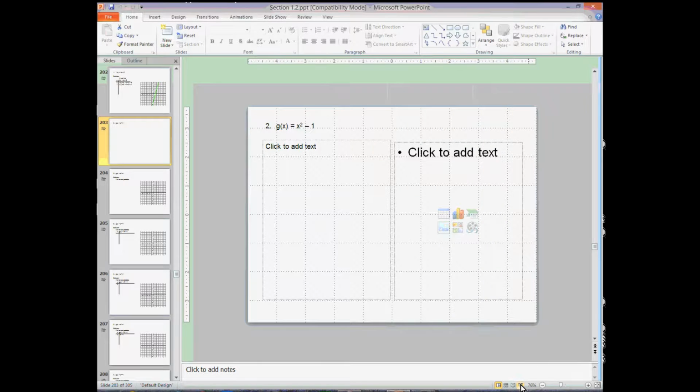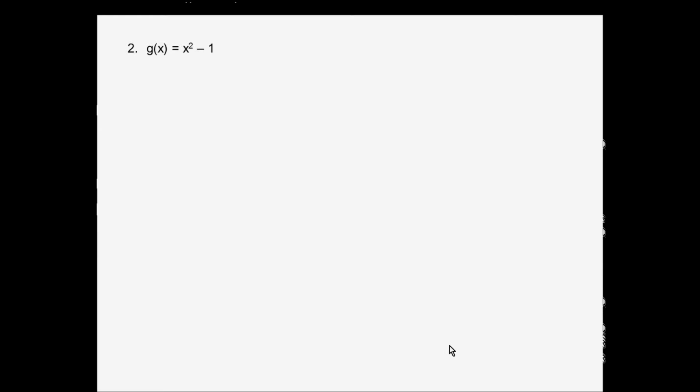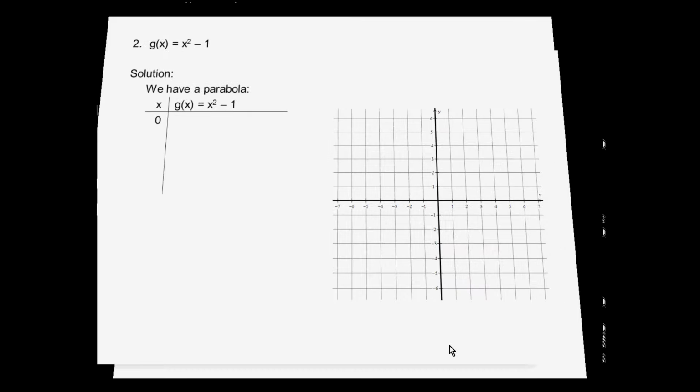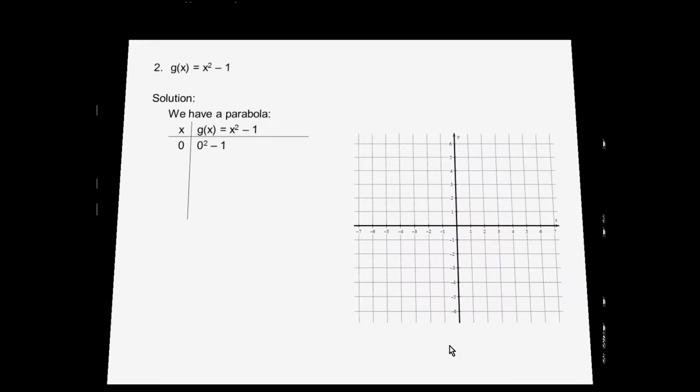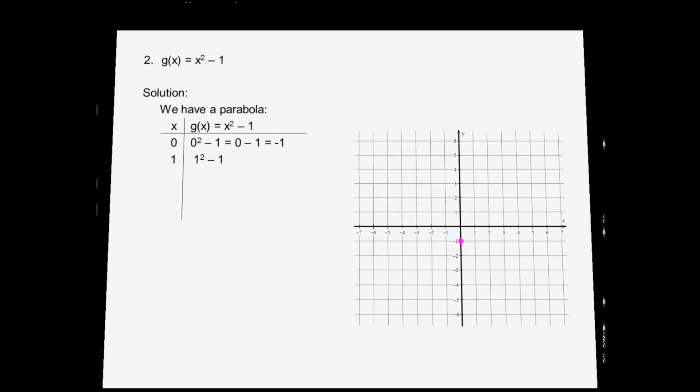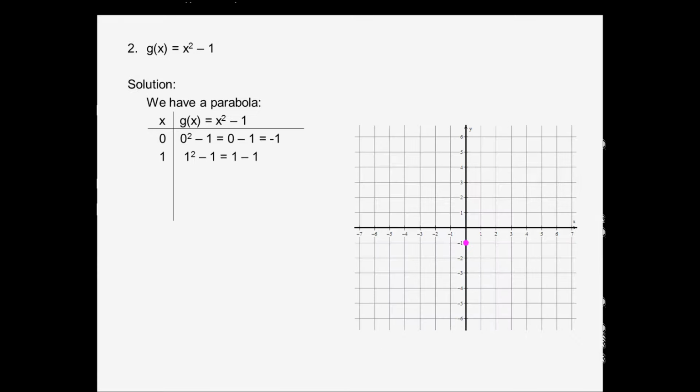If we do it by hand, again, I've got a parabola. Let's plot some points. Again, I will start with x being 0. Pick easy numbers. I've never understood why people go to like 4 or 5. If x is 0, I've got 0 squared minus 1, which is 0 minus 1, which is equal to negative 1. So I plot (0, negative 1). Another easy value, 1. So I have 1 squared minus 1, which is equal to 1 minus 1, which is 0. I found an x-intercept, didn't I? So (1, 0).